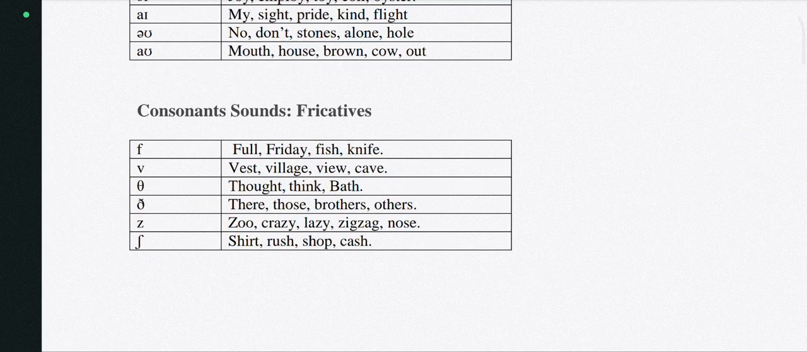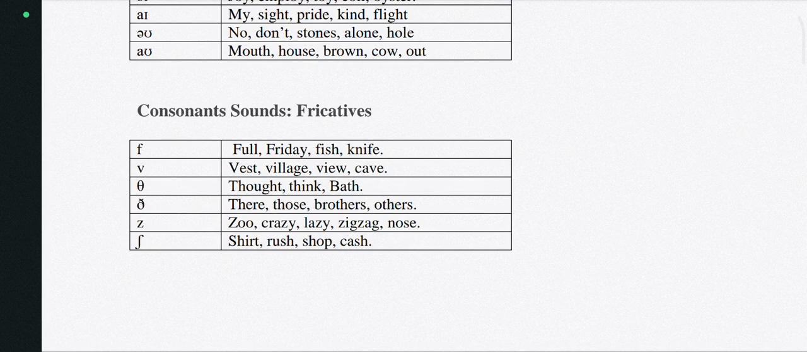That is, first sound is F. Okay. Full, Friday, fish, knife, phenomenon. Okay. So, all these have F sound. Phenomenon, even if the word is starting with PH, it is pronounced F. Phone, photography. Okay. So, all these words have F sound. Then we have V sound. V as in van, west, village, view, cave. Okay. All these words have V sound.